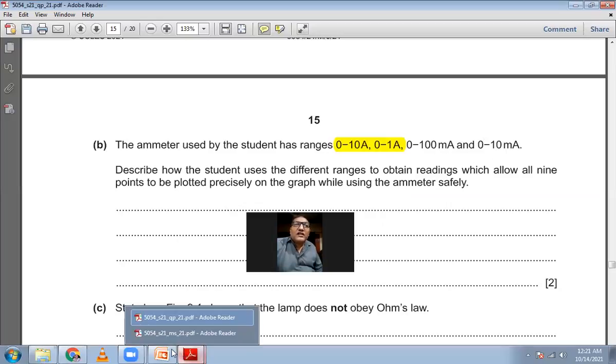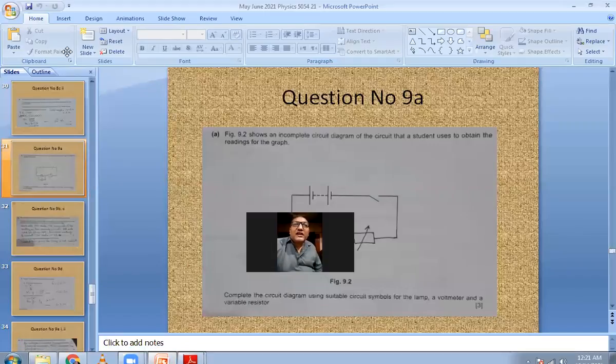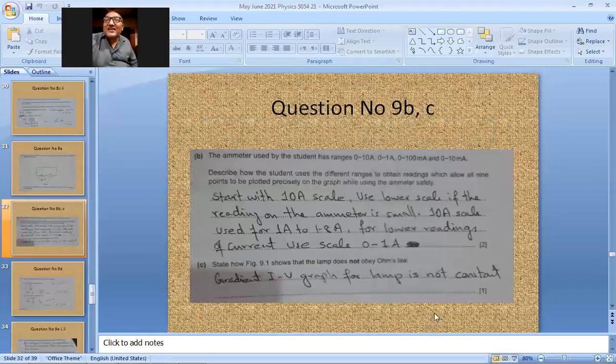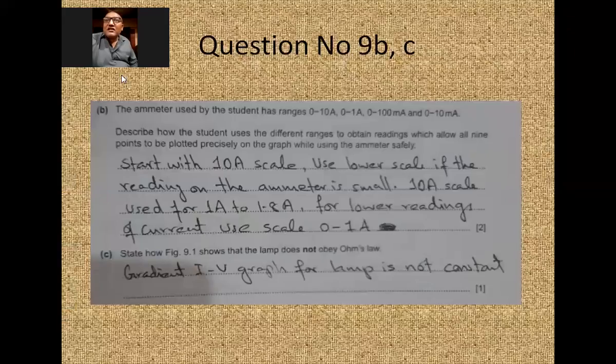Okay, so let me check. Let me show you my answer. It's a little complicated question. You see, start with the 0 to 10 ampere scale. That is always what we will do. We always put the ammeter in the maximum range. Use a lower scale if the reading on the ammeter is small. If your pointer moves a very small amount, then we will lower the range.